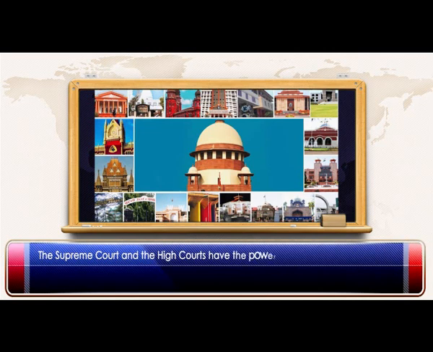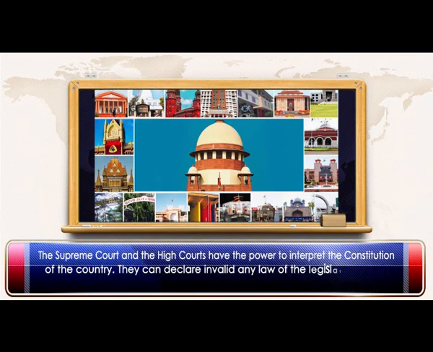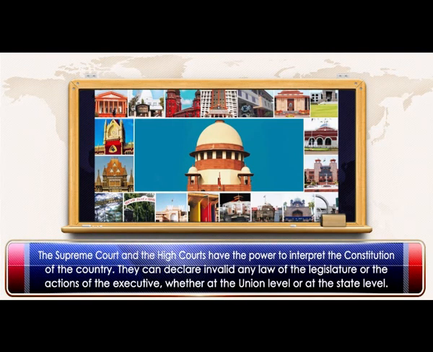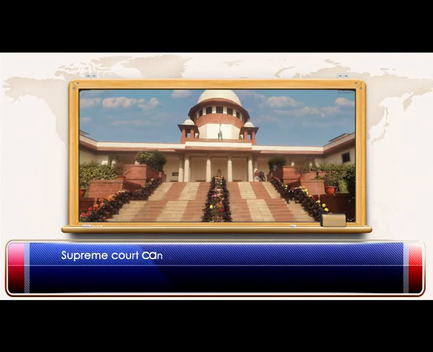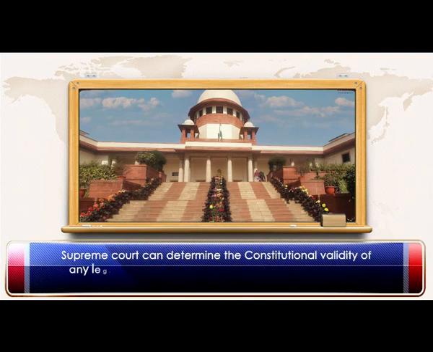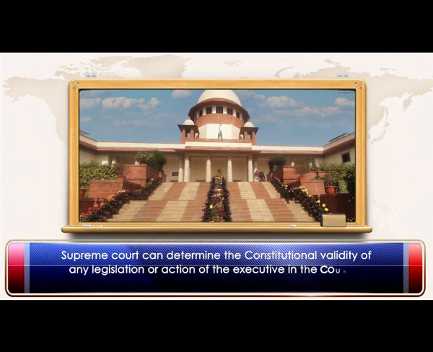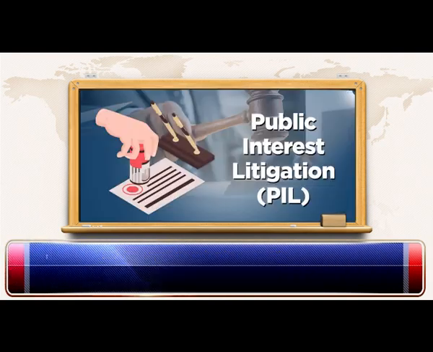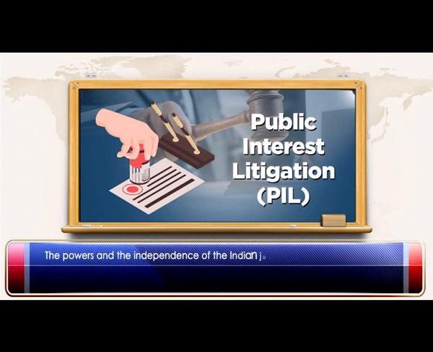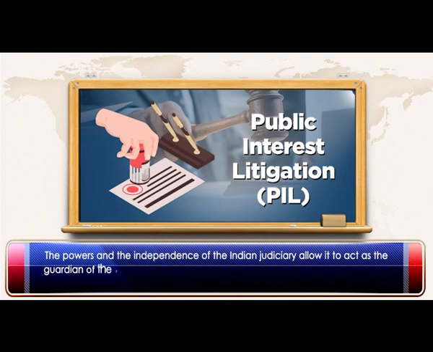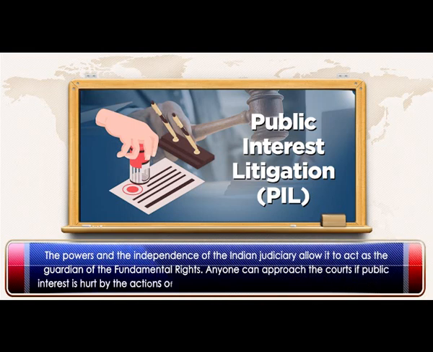The Supreme Court and the High Courts have the power to interpret the Constitution of the country. They can declare invalid any law of the legislature or the action of the executive, whether at the union level or at the state level. Supreme Court can determine the constitutional validity of any legislation or action of the executive in the country. This is known as the judicial review. The powers and the independence of the Indian judiciary allow it to act as the guardian of the fundamental rights. Anyone can approach the courts if public interest is hurt by the actions of government. This is called public interest litigation.